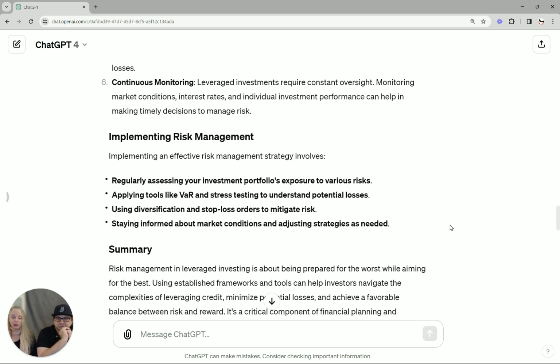So risk management in leverage investing is about being prepared for the worst while aiming for the best, which is basically what we do all the time. You just have to plan ahead for the possibilities of what could happen, and then prepare for that. If this happens, how will you cover yourself? If this happens, how will you cover yourself? So always keep that in mind when you're using these kinds of tools and resources, and when you go after these maybe high risk ventures that you're getting yourself into.